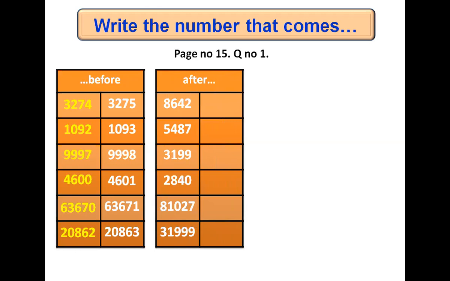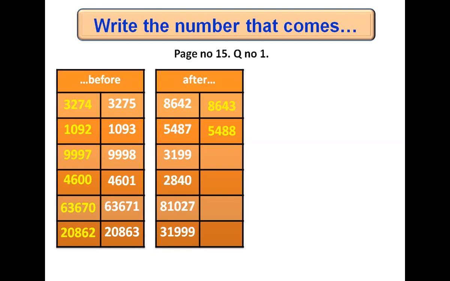Coming to the next column, write the number that comes after the given numbers. We are now given some numbers in the first column, and in the second column we'll write the numbers that come after the given numbers. So the first number is 8,642. What comes after that? Yeah, it's 8,643. The next number we have is 5,487. What comes after this? It's 5,488.